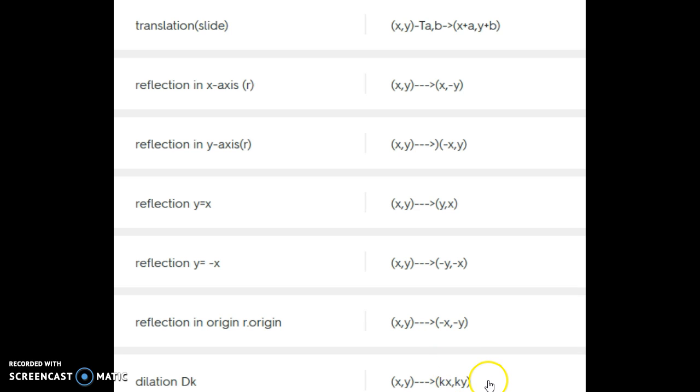A dilation is the only one up here that's going to change the size of the original figure. Not the shape. It's just going to change the size. It's going to make it bigger or smaller. So a dilation is not a rigid motion. If you multiply by something, you are changing the size of it, so it's not going to be congruent to the original.